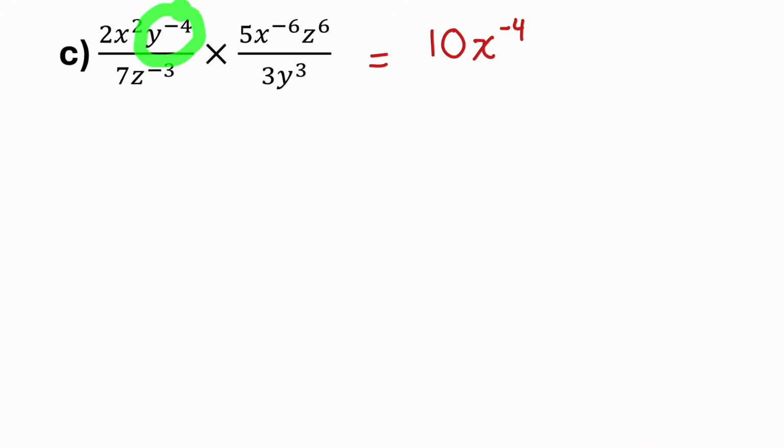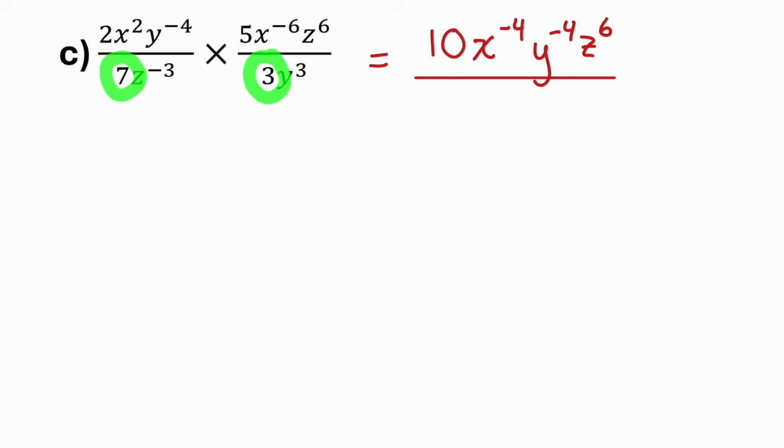And then I also have a power of y and a power of z. Since they have different bases, I can't combine them into a single power, so I'll just leave them. And then in the denominator, I have a 7 times 3, which is 21. And then again, I have a power of y and a power of z being multiplied. Since they're different bases, I'll have to leave them as separate powers.